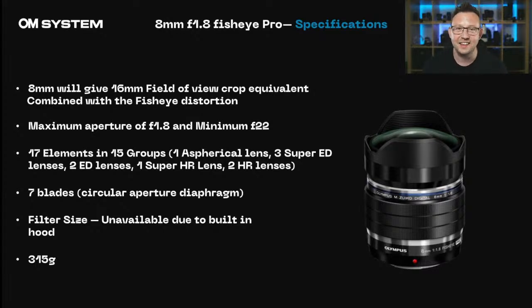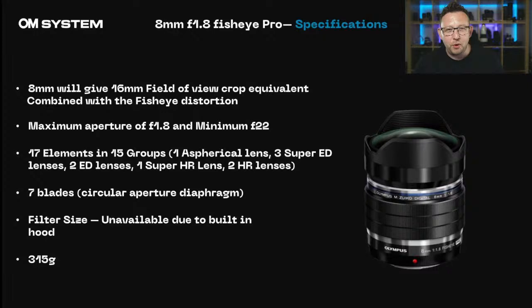Now, the 8mm, of course, is going to give you a 16mm field of view crop equivalent, but you're going to experience this fisheye distortion at various different levels, depending on your distance to a subject and whether or not you've got things like horizontal or vertical lines in your image or anything else like that. So that's always worth bearing in mind. But it's designed to give you this fisheye distortion in the image.